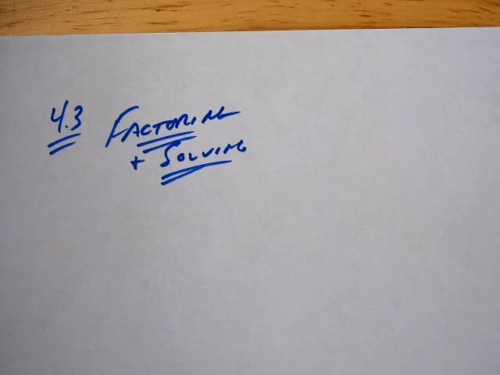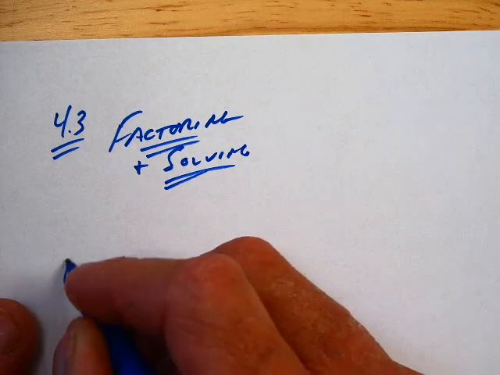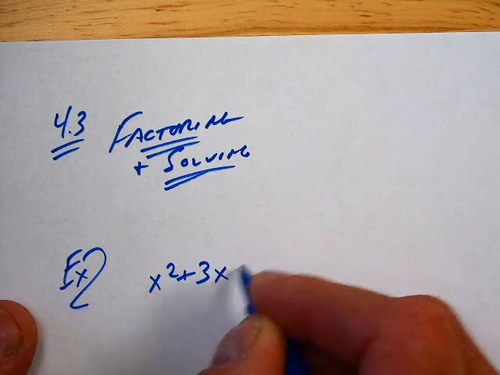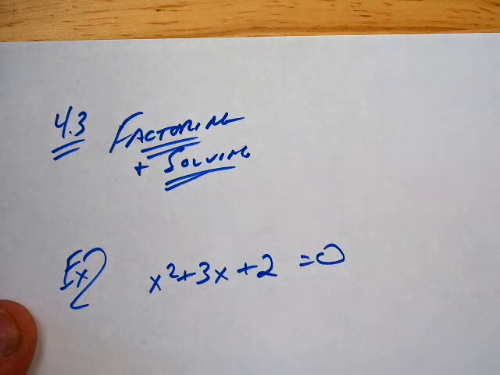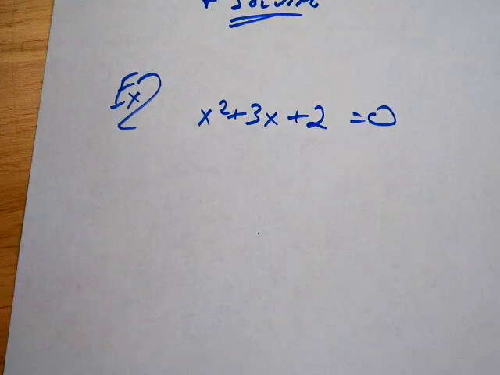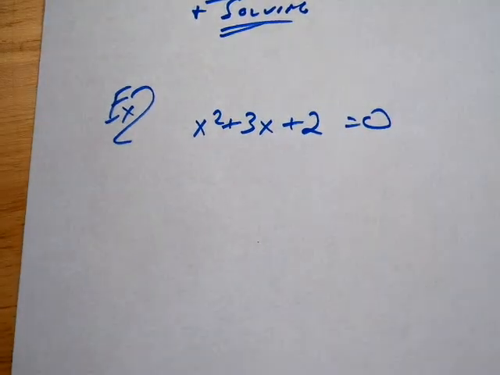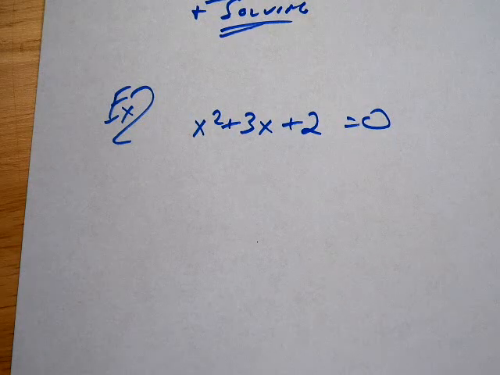Okay? First thing, let's just start off with a very basic example. If I had x squared plus 3x plus 2 equals 0. Okay? No matter how hard we try, we're not going to be able to get x by itself. Because there's an x to the first, there's an x to the second, we can't get x by itself. So whenever we have x squared and an x, we have no choice but to factor.